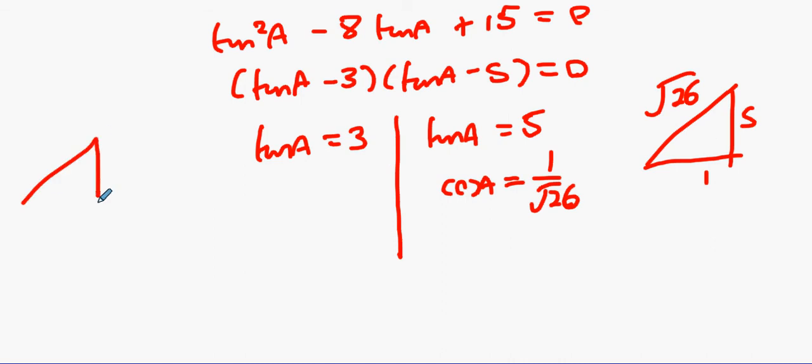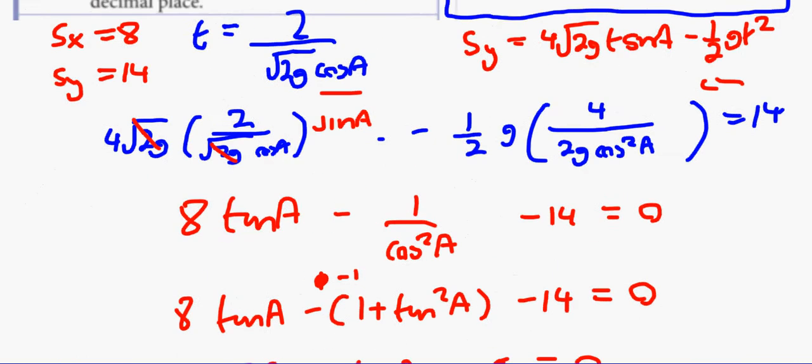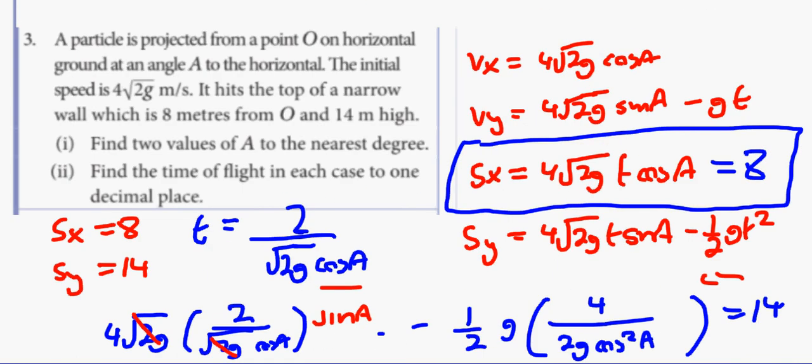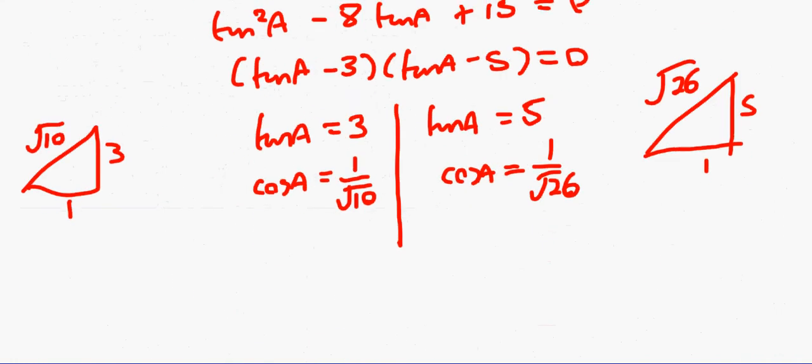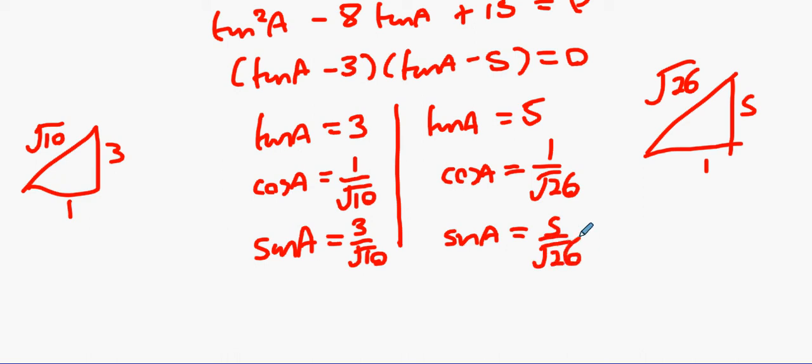And what about the other one? 3 and 1 would make that root 10. So the cos alpha value would be 1 over root 10. Your two times would be, oh sorry, time of flights. Sorry, I'm wrong. Excuse me. We don't actually have the time of flight yet. How'd you get the time of flight? I remember how you get it. It's where the ball hits the ground.